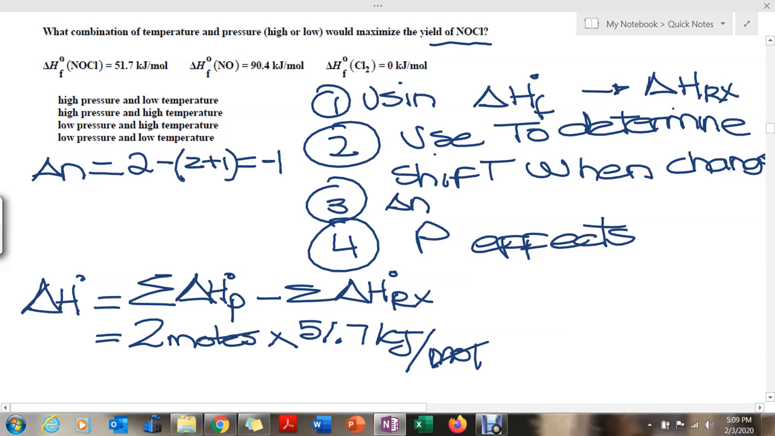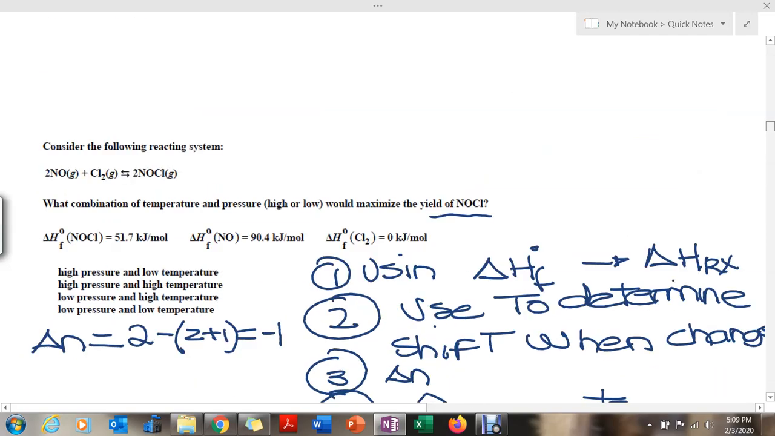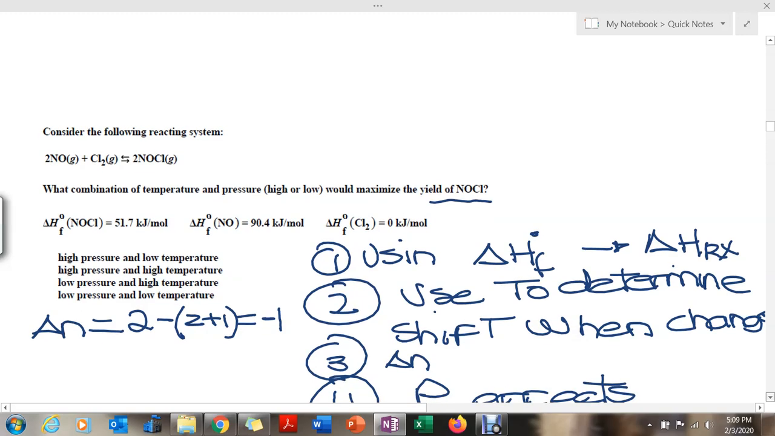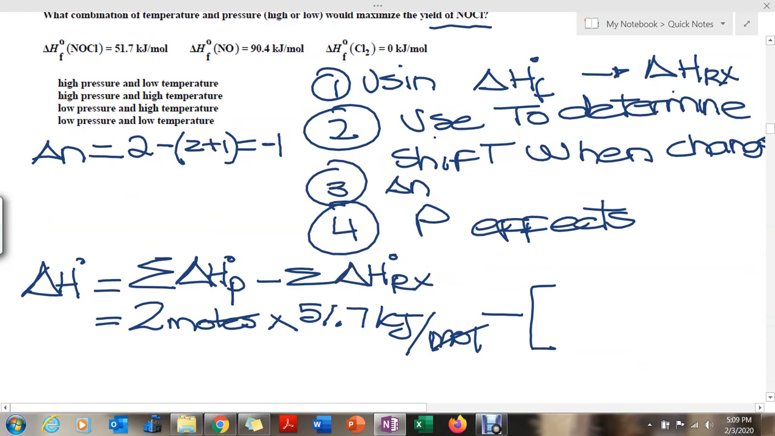And then you got negative, you can open the brackets, and you're going to have the enthalpy of formation of NO. On the left side as reactant you have NO, twice NO and 1 chlorine. So it's going to be 2 moles of the NO, which is 90.4 kilojoules per mole.